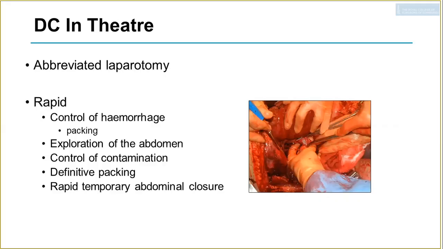So damage control surgery, we went over this a bit last week. Basically it's a rapid control of hemorrhage. So packing: we explore the abdomen, control any contamination, and then we may just put packs in and leave them. We can leave them for a few days if necessary, and then we close the abdomen. There are a few ways described to do that, and I'll go through a few of them.